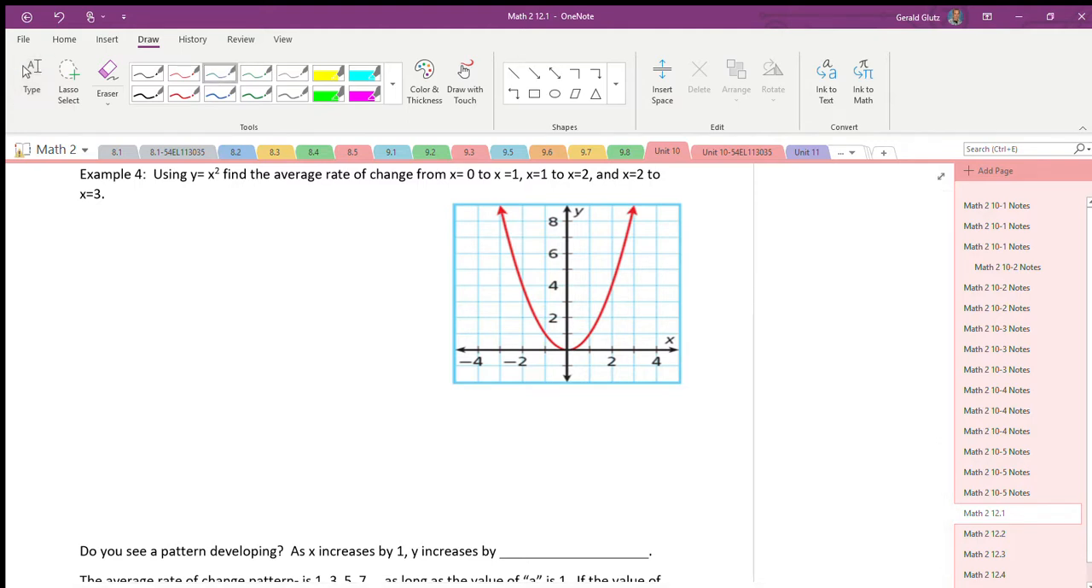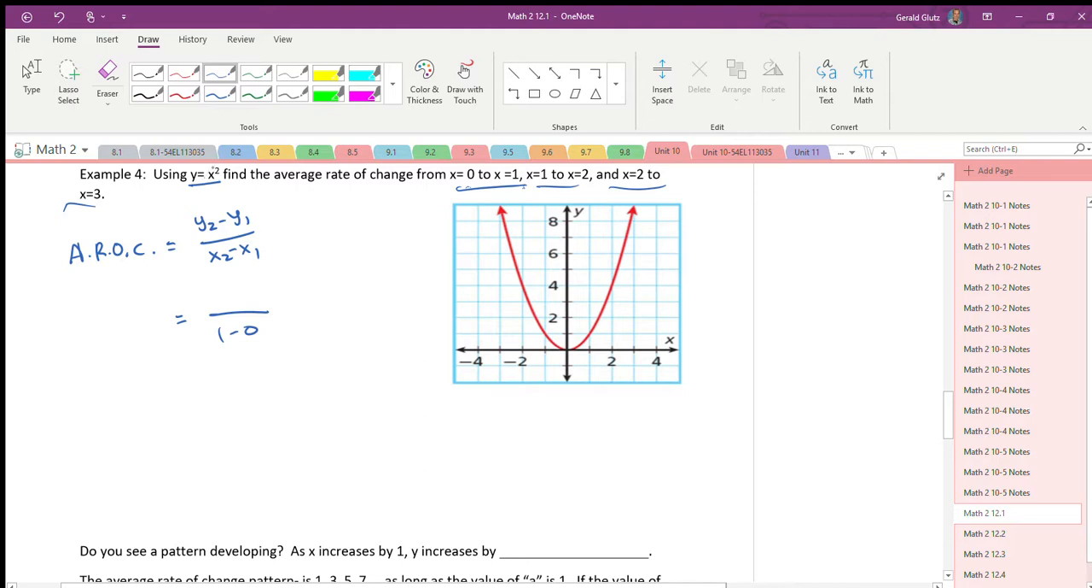So example 4, we have to find the average rate of change between these two, and then these two. So the equation is y equals x squared. So the average rate of change, or the AROC, is equal to y2 minus y1 divided by x2 minus x1. This is something that's going to be on the test for sure, so make sure you know how to do this. The two x values are always given. So we're going to start with 0 to 1. So 1 minus 0 will go on the bottom.